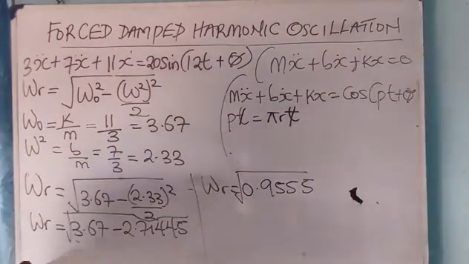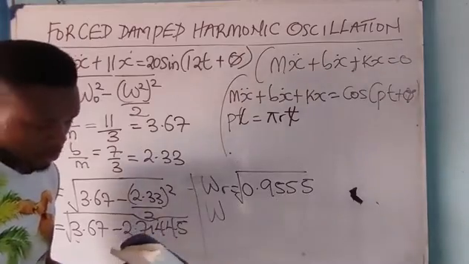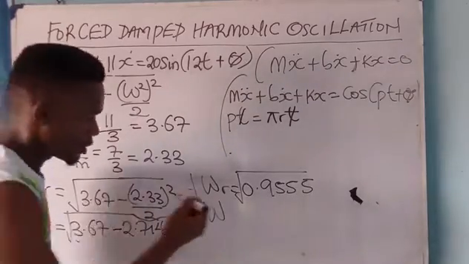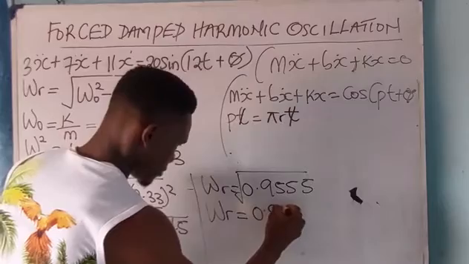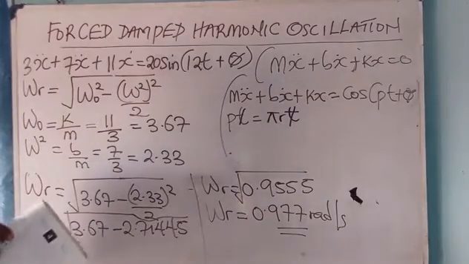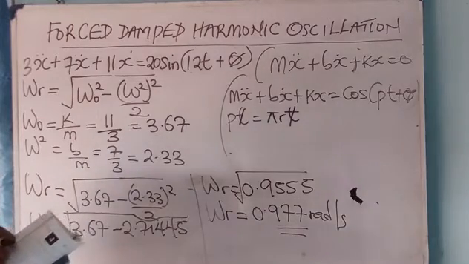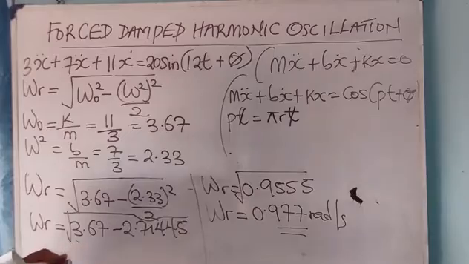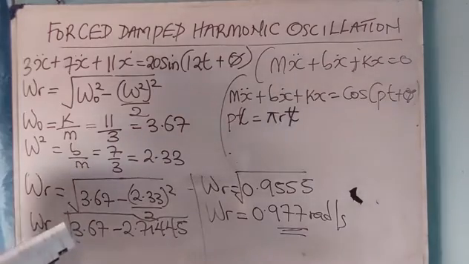Now, what is the square root of 0.95555? Sorry, these markers are bad already. So resonant frequency now is equal to 0.977. What did they get as their answer? 0.971. Okay, 0.971 is very, very correct. So please just follow it step by step and you understand it properly.